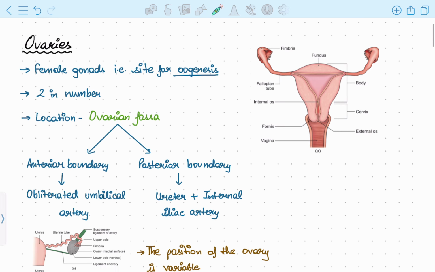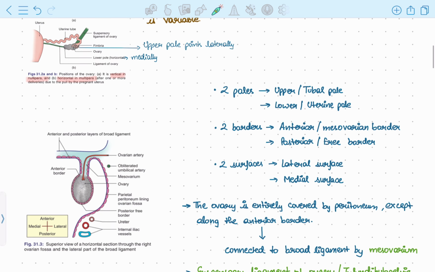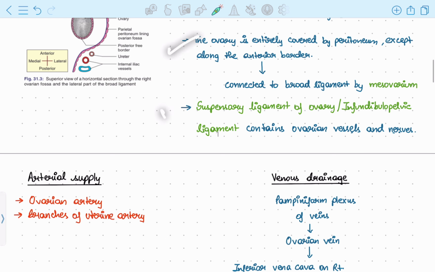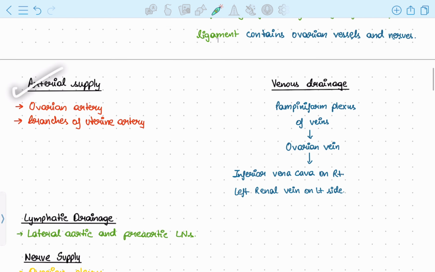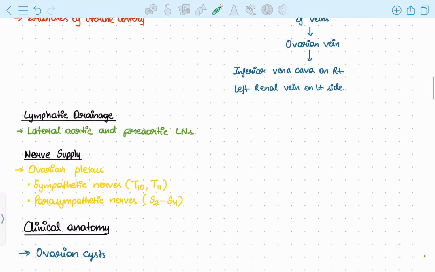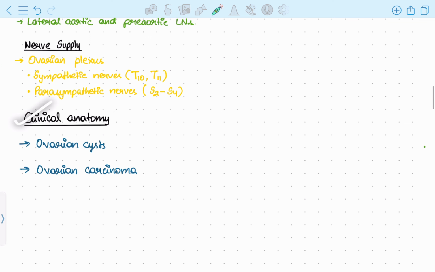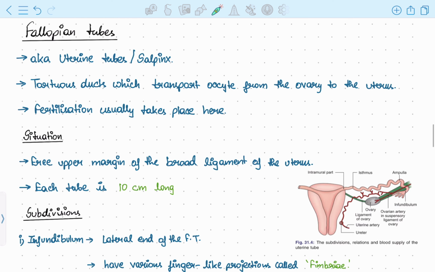Okay, we first studied the location of ovary, then we studied about the two poles, two borders, two surfaces, then about the peritoneal relations of the ovary, the blood supply, lymphatic drainage, and finally the nerve supply, and then finally the clinical anatomy. I hope you all have understood it. Now let's move on to the fallopian tubes.